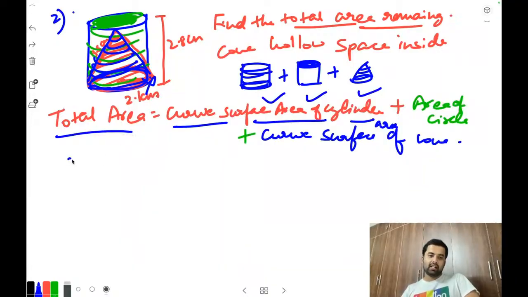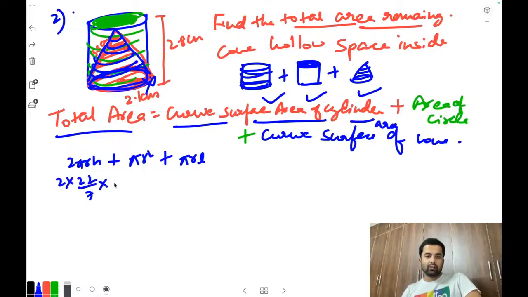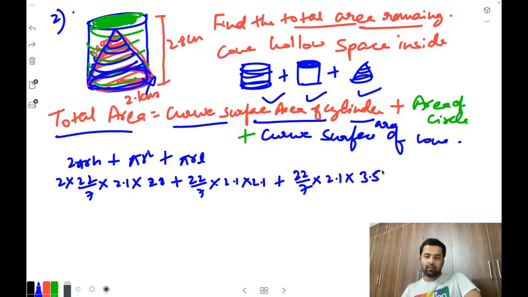Now, curved surface area of cylinder stands for 2 pi rh, plus area of circle stands for pi r square. Curved surface area of cone stands for pi rl. You have all the values here. R value is 2.1, h is 2.8, plus pi r square, that is 2.1 into 2.1, plus pi rl, so 22 by 7 again, 2.1 into 3.5.